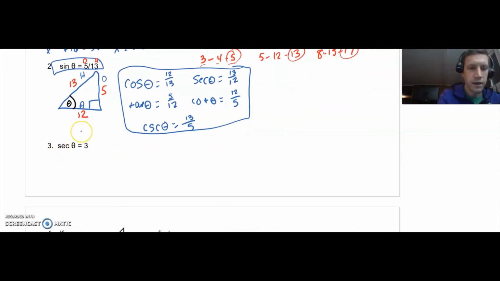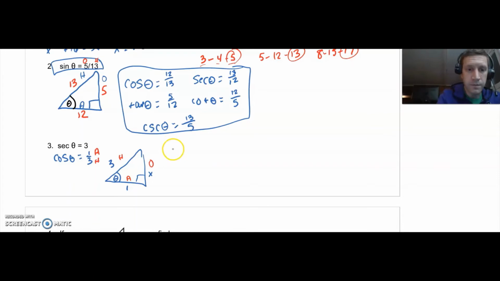Okay, secant of theta equals 3. I like to always think of sine, cosine, and tangent. Those are the 3 that I'm most familiar with. So if secant is equal to 3, we know that cosine is equal to 1 over 3. So again, you can sketch a triangle. Let's pick one of the non-right angles as theta. Cosine is adjacent over hypotenuse. So I know that this is my adjacent, hypotenuse, opposite. Let's fill some lengths in.